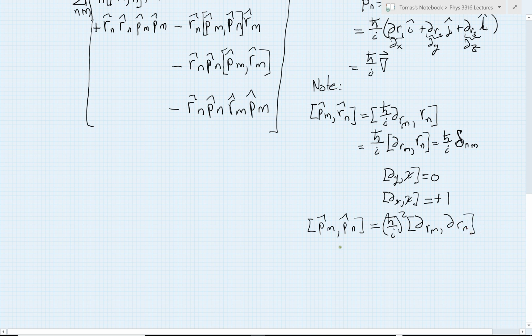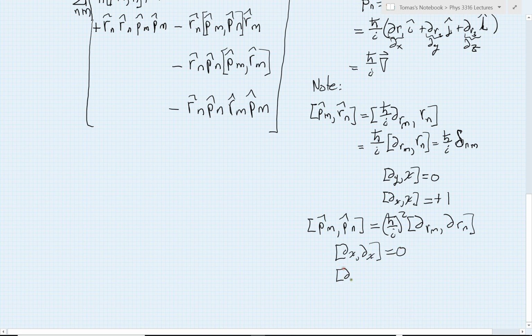Now, let's just think about this. Suppose I have the two coordinates equal to each other. Well, that one's easy, right? Either order I write that in, I get the same thing, which is the second derivative. So that commutator is 0.